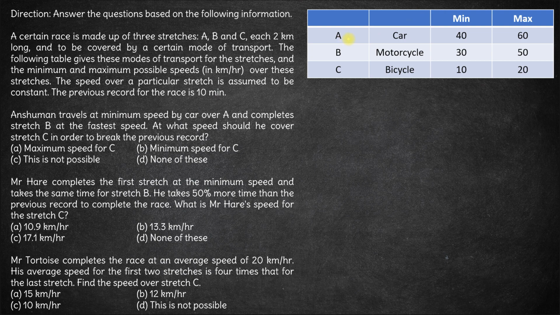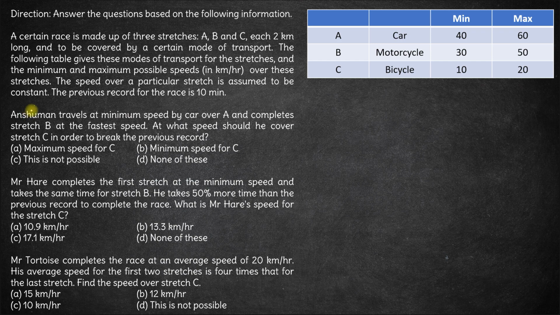So if, let's say, a car travels in stretch A, it will travel at a constant speed between 40 and 60. Similarly, a motorcycle will travel at a constant speed between 30 and 50 and so on. And the previous record for the race is 10 minutes. That is, the least time taken to cover the race so far is 10 minutes. Let's look at the questions.